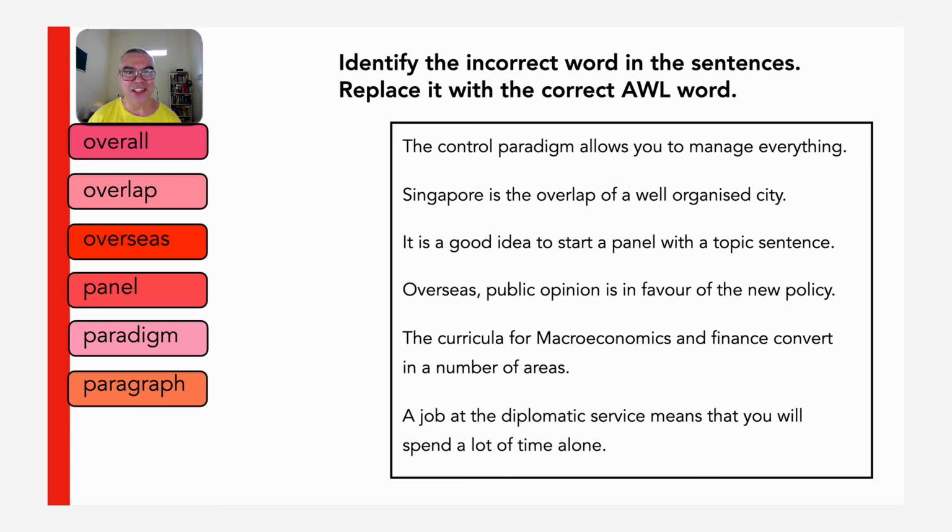Think about these sentences carefully. Some of them don't make any sense at all. Some of them just kind of sound a bit crazy. And they are that way because I have put a word that really doesn't fit into the sentence. Take it out, replace it with the AWL word. Please practice this exercise first. It's the best way to become confident with all this vocabulary.